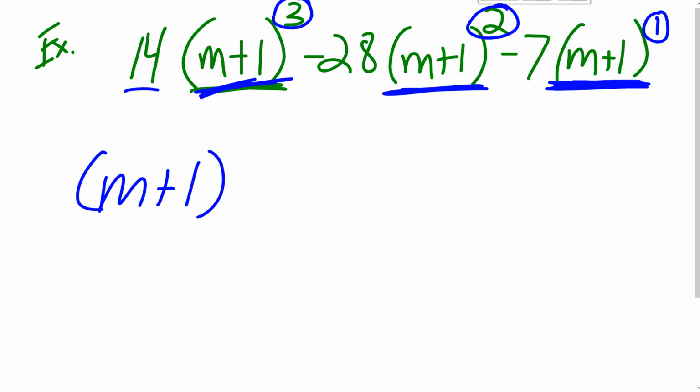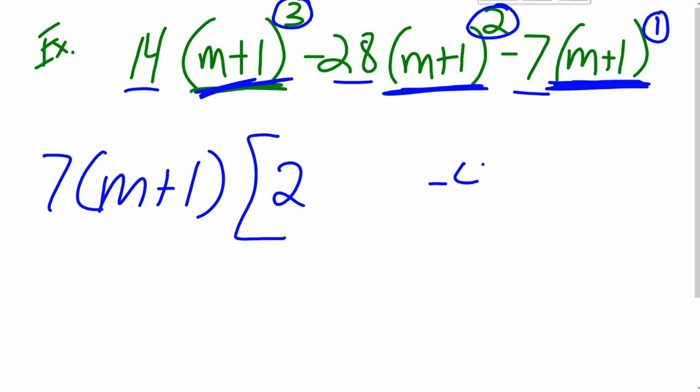And then I look at my numbers. Well, they all have 7, so I can take out a 7. So I'm going to take out a 7 first. So that means on this one there's a 2 left. On this one there's a negative 4? And on this one there's a negative 1. I probably should leave some space there. And on the last one there's a negative 1.